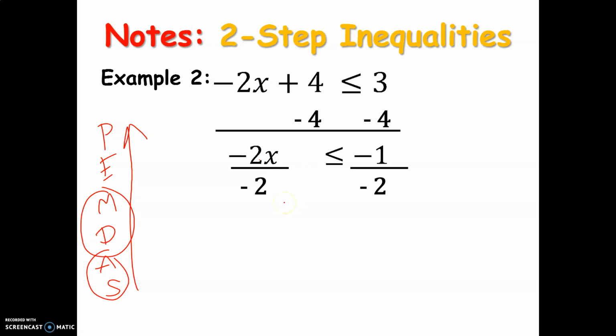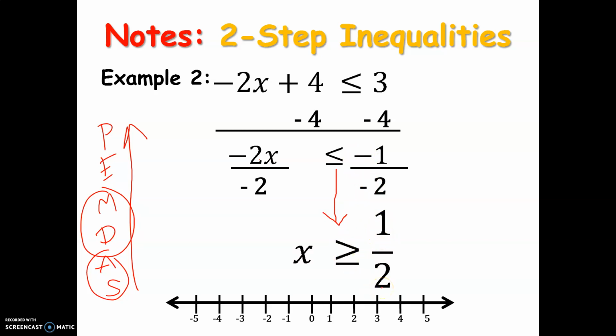On the left-hand side, we have negative 2 divided by negative 2, or 1, or just x. And on the right-hand side, we have a negative 1 divided by negative 2. 2 does not go into 1 fully, so we leave this in fraction form. And we see that x is greater than or equal to 1/2. Note here, because we divided by negative 2 on both sides, the inequality sign reversed. Also note that because we had a negative 1 in the numerator and a negative 2 in the denominator, our final answer became positive 1/2.